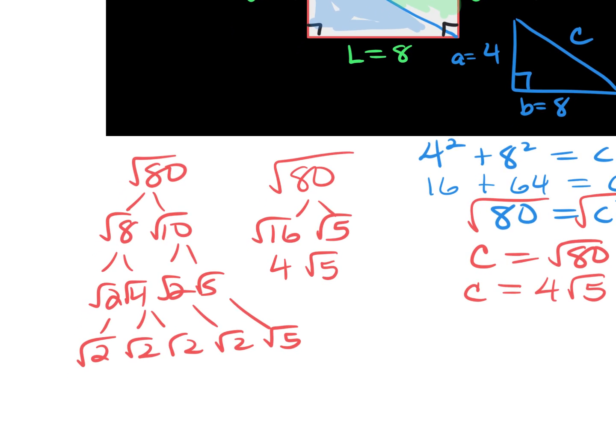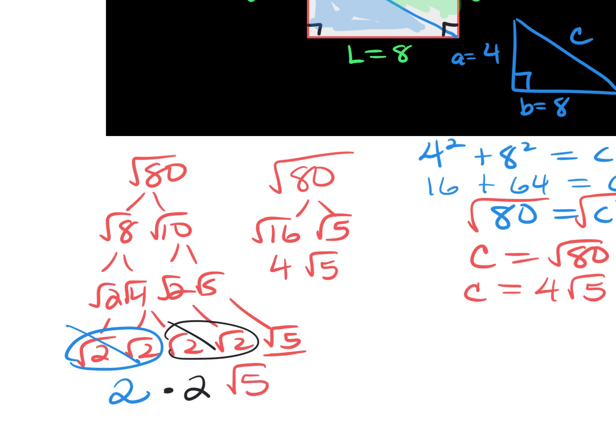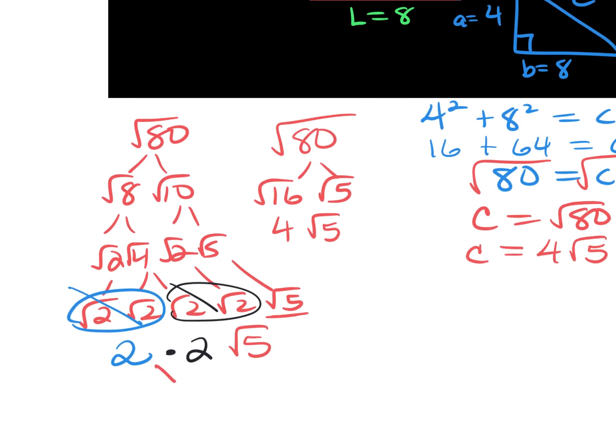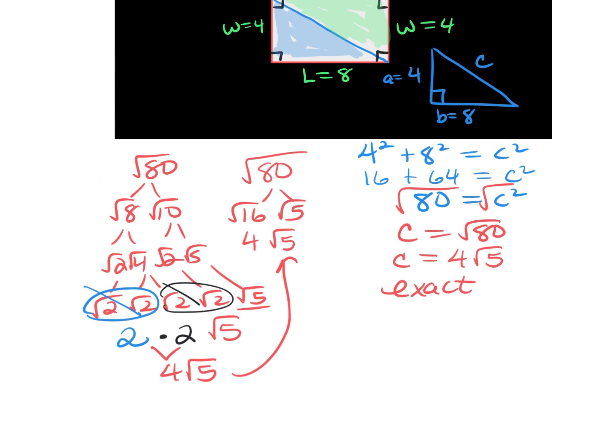Now I go back and look for pairs. I have a pair of 2's here, so a 2 comes out of that. I've got a pair of 2's here, a 2 comes out of that. Nothing to pair with this 5, so he stays underneath. All the numbers that came out get multiplied back, and notice it's the same answer I got when I did 16 times 5.